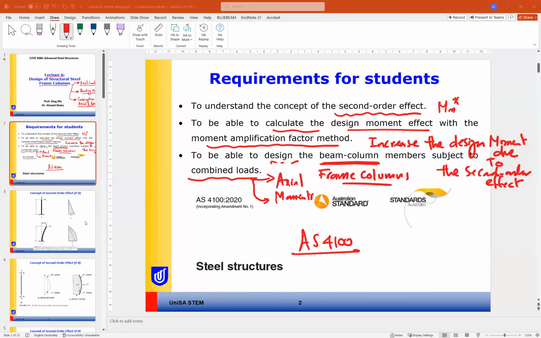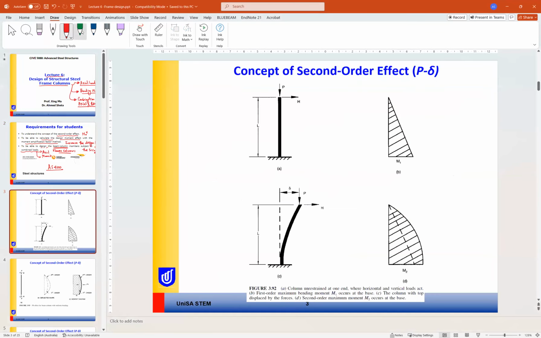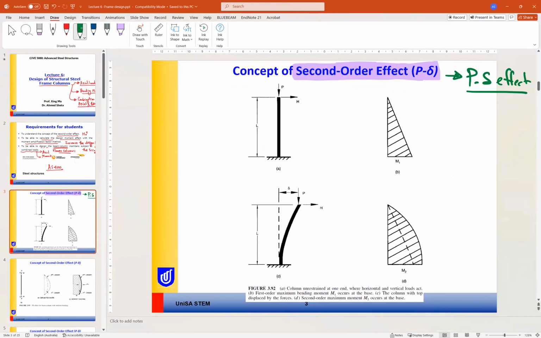Okay, so let's start our first part. Our first part is the second order effect, or B delta effect. In this slide, we will have an example to see what the B delta effect is, how it affects our design, and why we should consider it in our design.